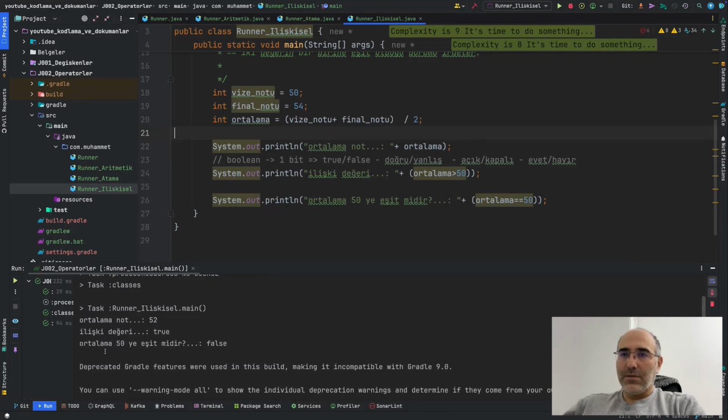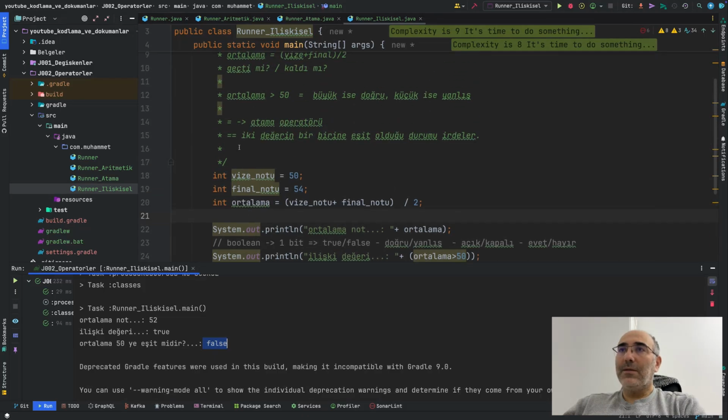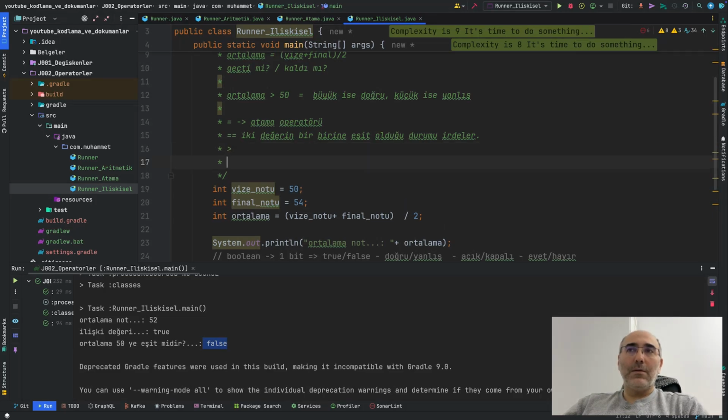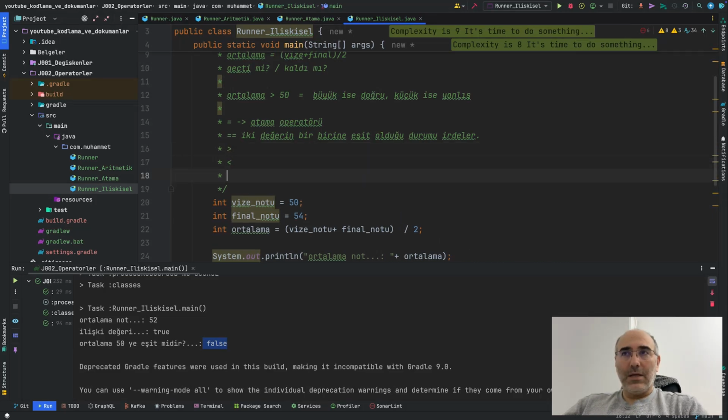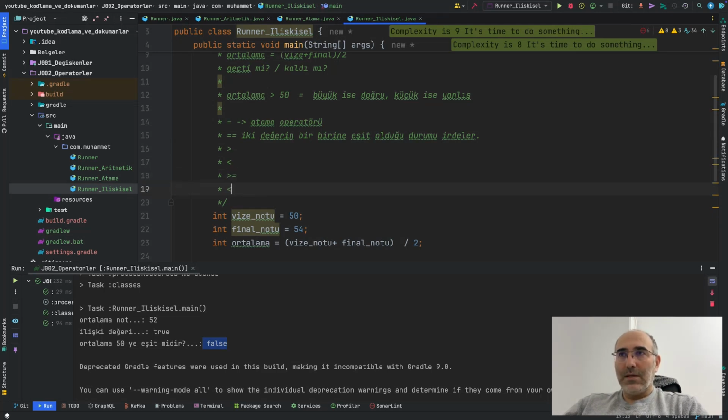Let's check the answer. Is the average equal to 50? What's the average? 52. No, it is not. Look, that's the logic, guys. Here, it's the greater than sign you know from math. The less than sign. Greater than or equal to, or less than or equal to. It's the same. Nothing changed.